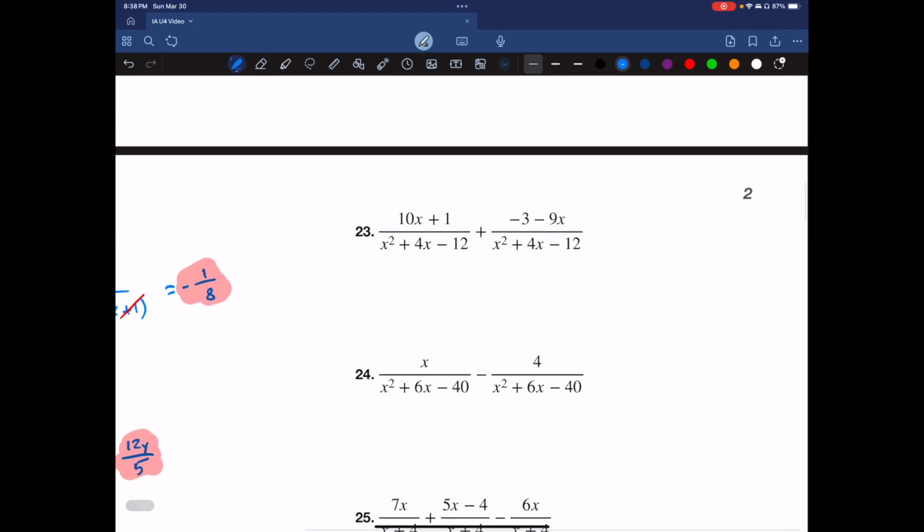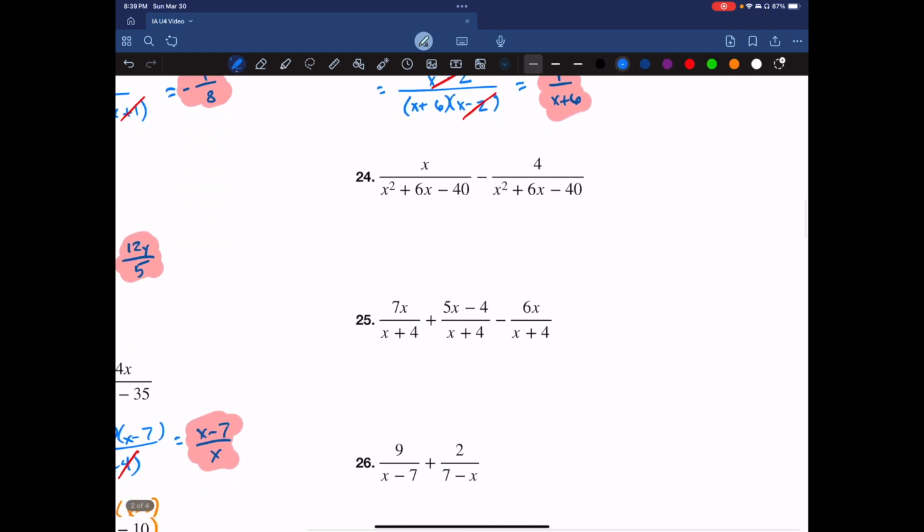Okay. On number 23, I'm going to get this in factored form on the bottom. It's already the same, so I don't need to worry about that. But it's going to be x squared, x plus 6, x minus 2, plus 6 minus 2. Okay. And then I got 10x minus 9x. That's going to be x. And 1 minus 3 is -2. So again, another reason why I factored, because I might be able to get rid of something. So this is going to be 1 over x plus 6 for my final answer here.